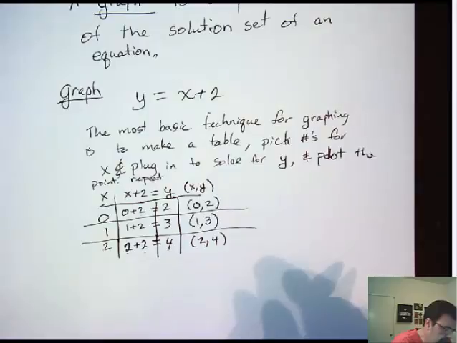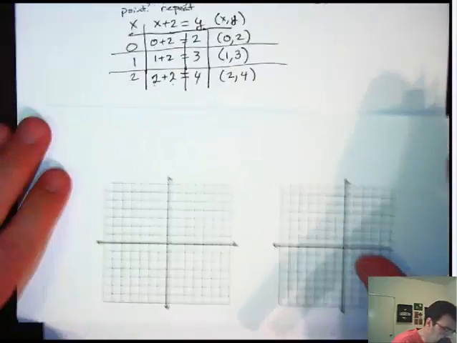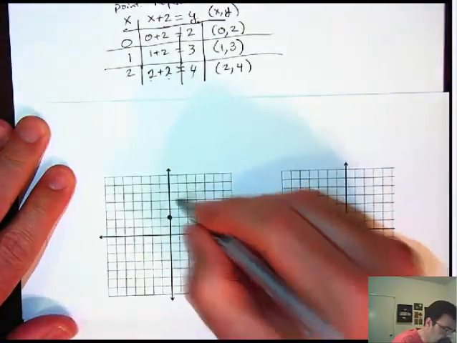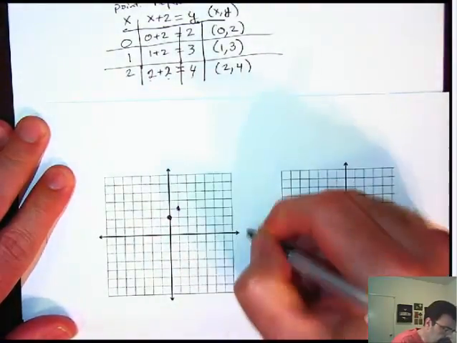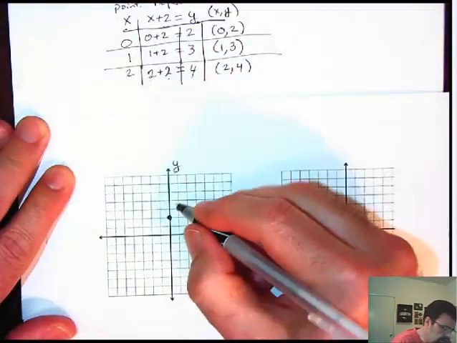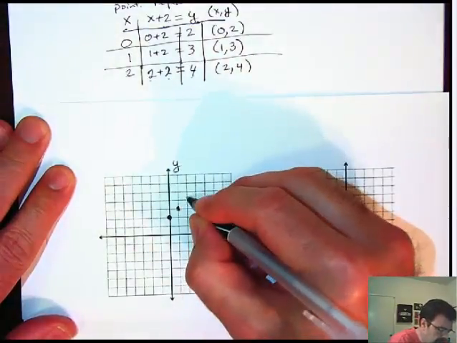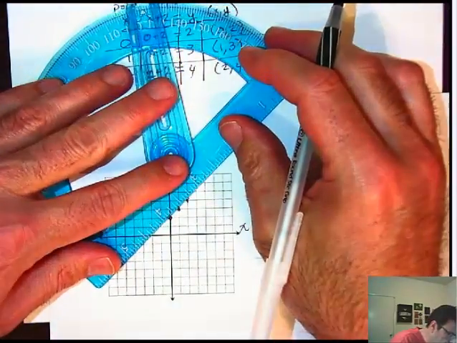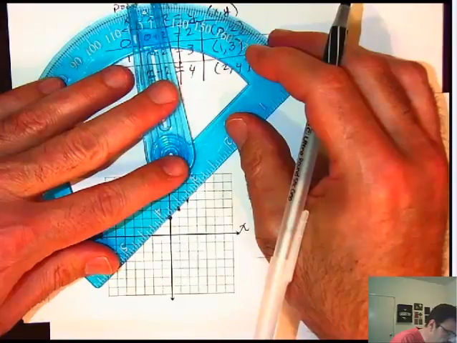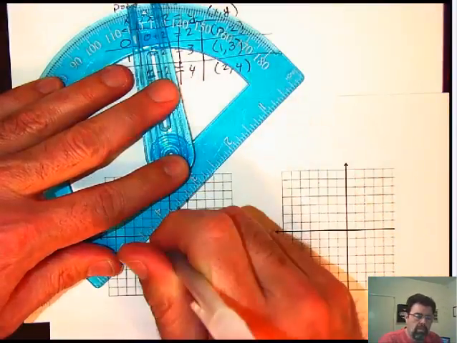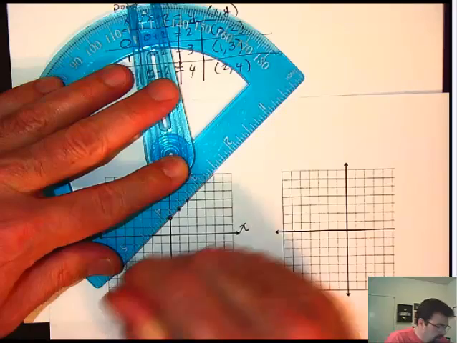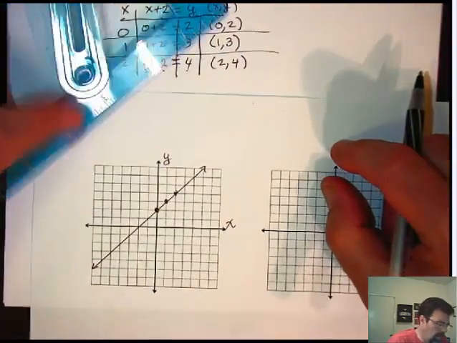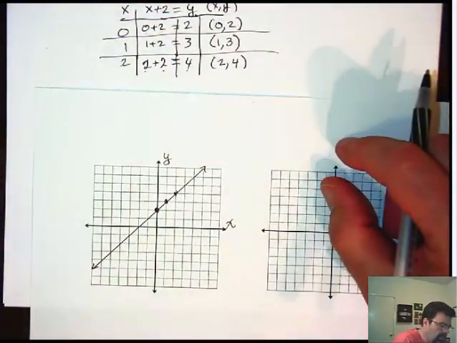So if I plot the points 0, 2, 1, 3, 2, 4, then I can draw a line through it since I know it's a linear equation. So how do I know that? I have 2 variables, x and y, or even if I have 1 variable, but I'm working in a 2-dimensional space on a plane, and none of the variables have any exponents, and there's no absolute values. That's going to give me a linear equation.